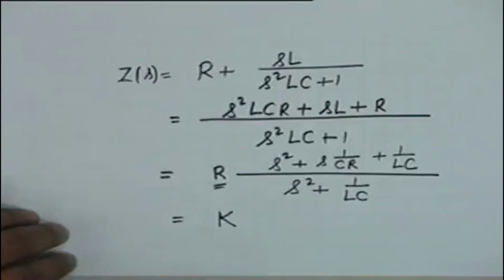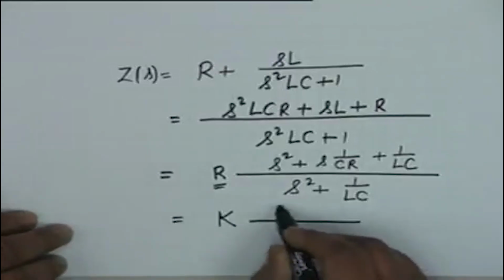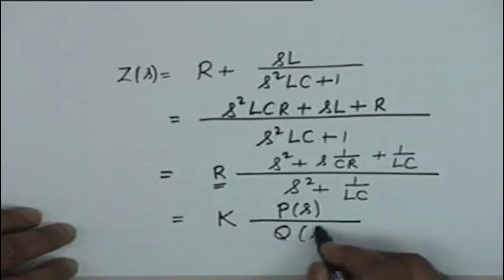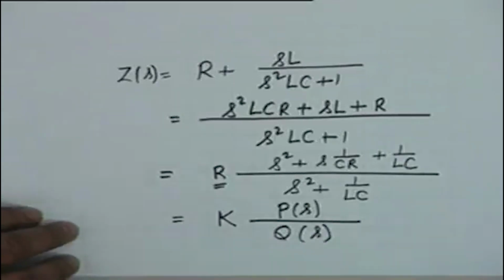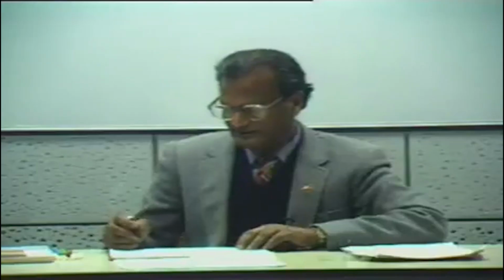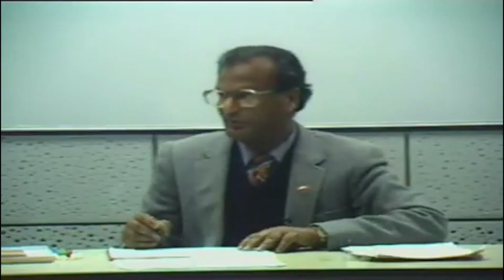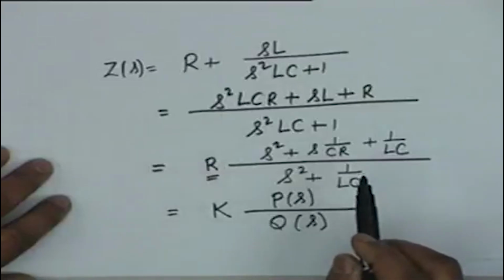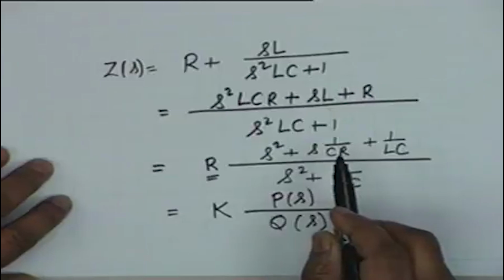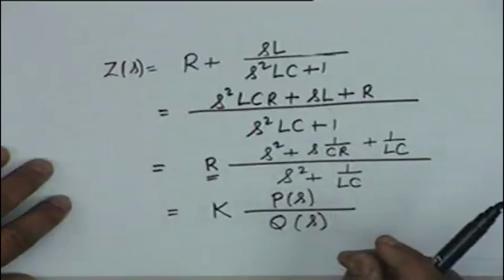Constant means it is independent of S. Then a polynomial in S, P of S, divided by a polynomial in S, Q of S. All right, so the impedance function is in general of this form, and you notice that the numerator and denominator both here are quadratics, that is, they are second order polynomials, and a second order polynomial shall have two roots.